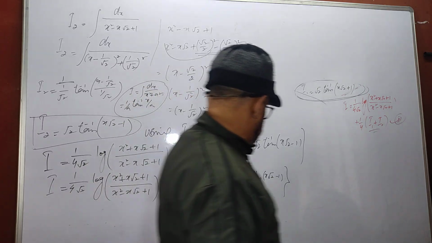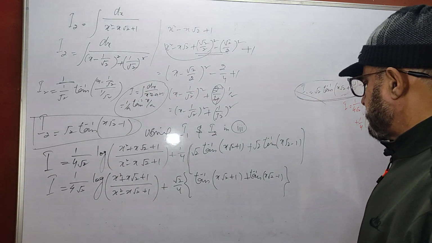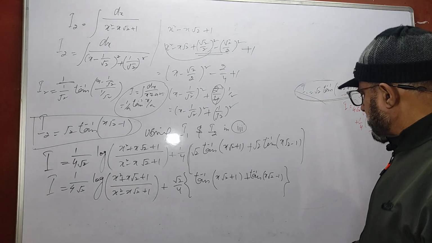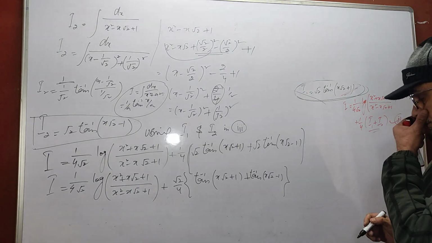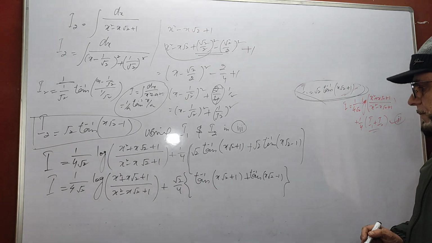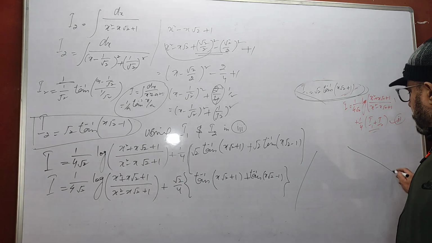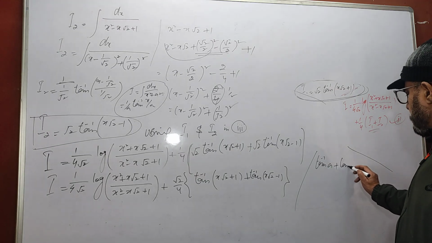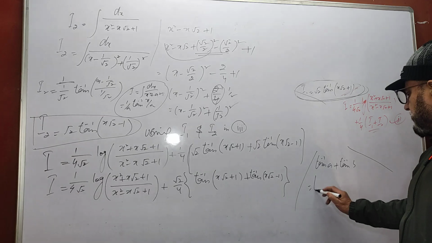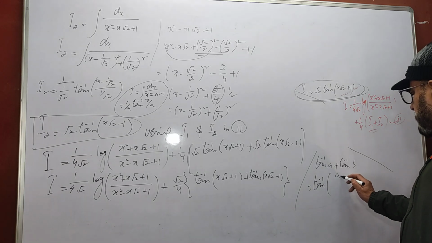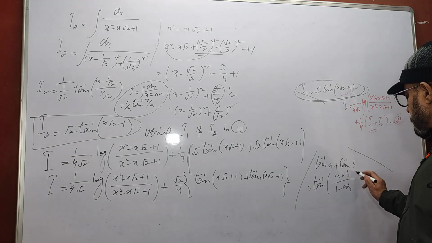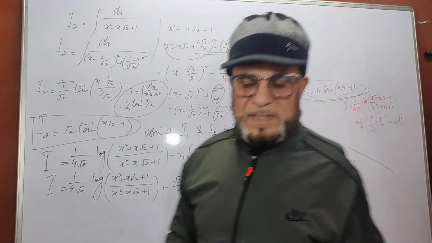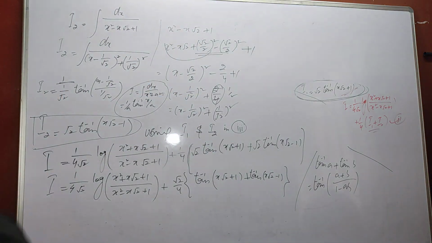Look here. Now we can use the formula here. Tan inverse A plus tan inverse B is tan inverse of A plus B by 1 minus AB. We can use this formula also, that is to convert this tan inverse into one tan inverse. It is a formula here. We'll be using it just.